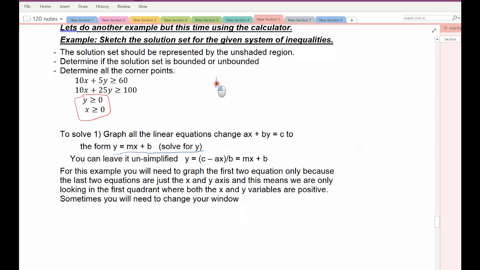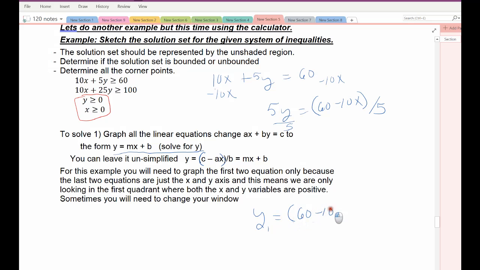Using my equations up here, the first one was 10x plus 5y equals 60. The first thing we do is subtract the 10x. And so we get 5y equals 60 minus 10x. So that's the c minus ax part. Then we put parentheses around that, and divide by 5, because I've got to get rid of the 5 in front of the y. So when I plug this into my calculator, my y1 is going to be parentheses 60 minus 10x, divided by 5.